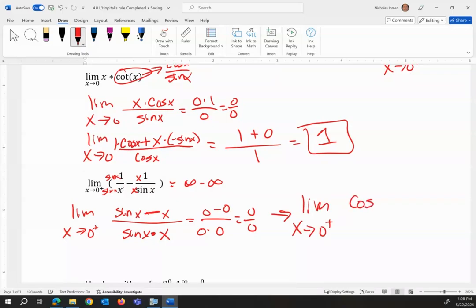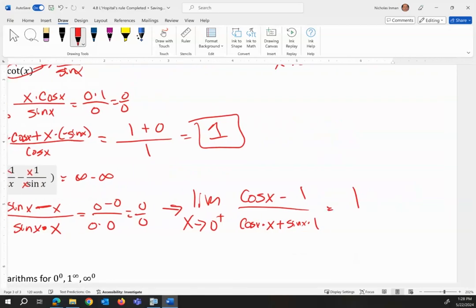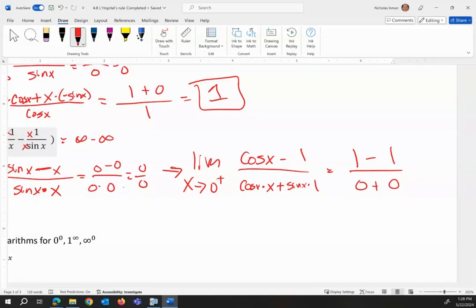So it would be cosine x minus 1 over, I have to do a product rule, cosine x times x plus sine of x times 1. We put in 0. That would be 1 minus 1 over 1 times 0, 0 plus 0. All right, and so we are still stuck with a 0 over 0. So we apply L'Hopital's again.